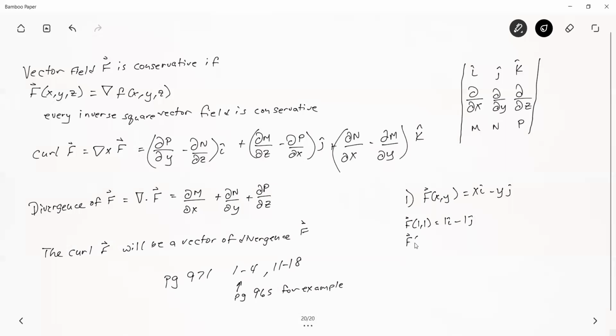Then say F of 0, 1. Well, that's just going to give me negative j hat. Okay. And then F of 1, 0. And that's going to give me i hat. Okay. So you're going to find a lot of these. Okay. 1, 1, 0, 1, 1, 2, 2, 2, 3, 2, 2, negative 2, 4, 2, 5, 3. I mean, just plug in different values as you're going through to be able to graph this.